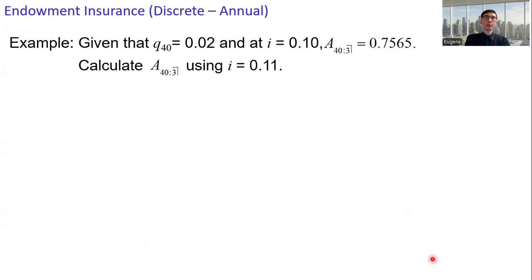All right, another example. Given that q_40 is 0.02 and the rate of interest is 0.1, we are also given that the endowment insurance of 1 issued to a person at age 40, and this is a 3-year endowment insurance, the expected value is 0.7565. And we want to get the 3-year endowment insurance issued at age 40 using the interest rate 0.11.